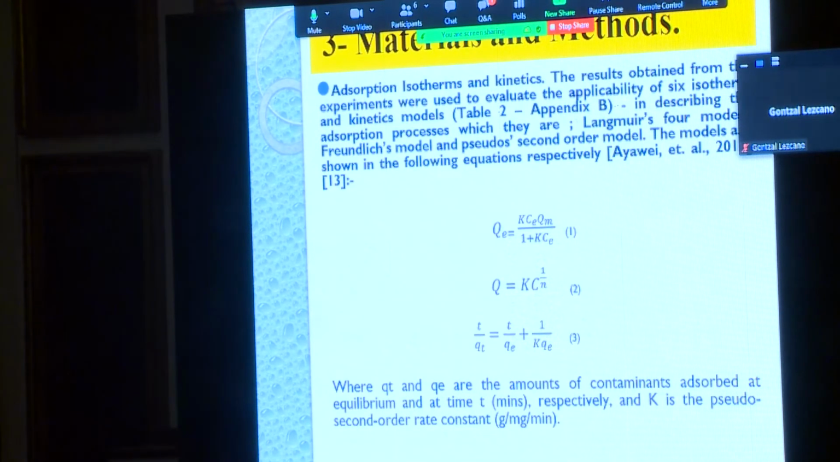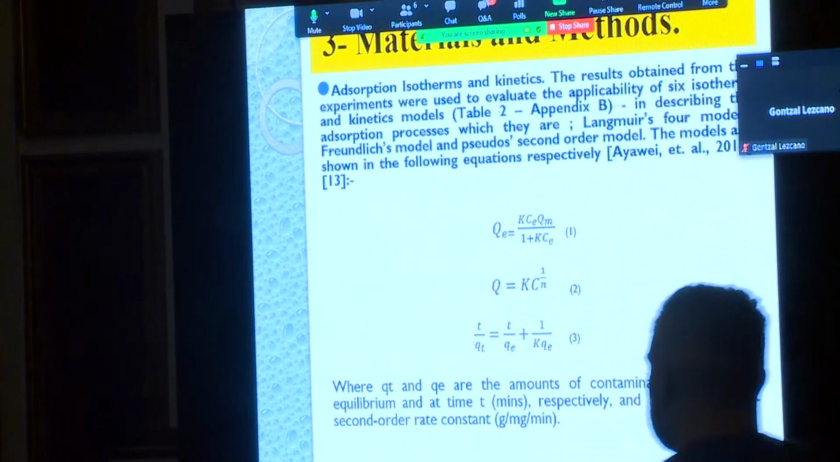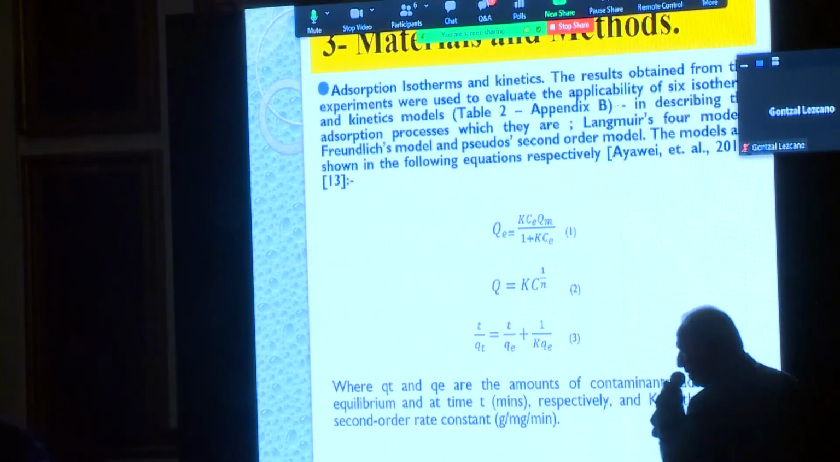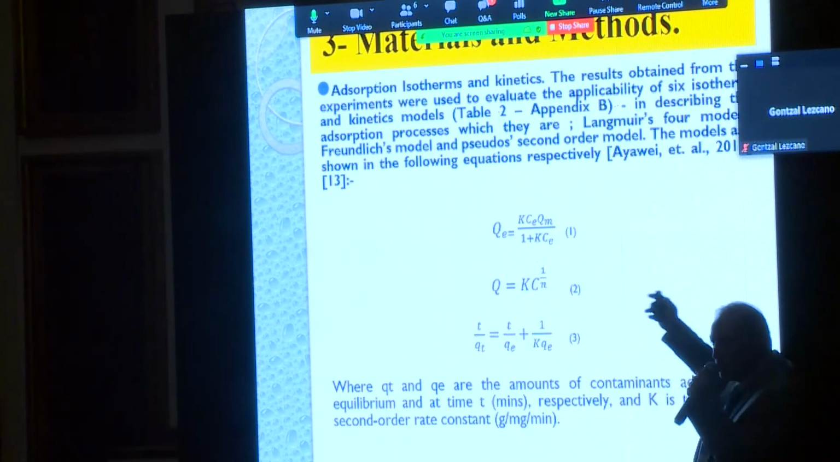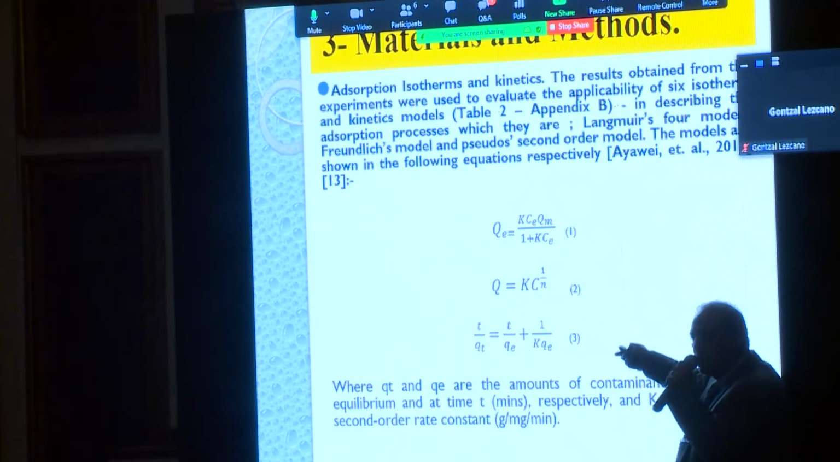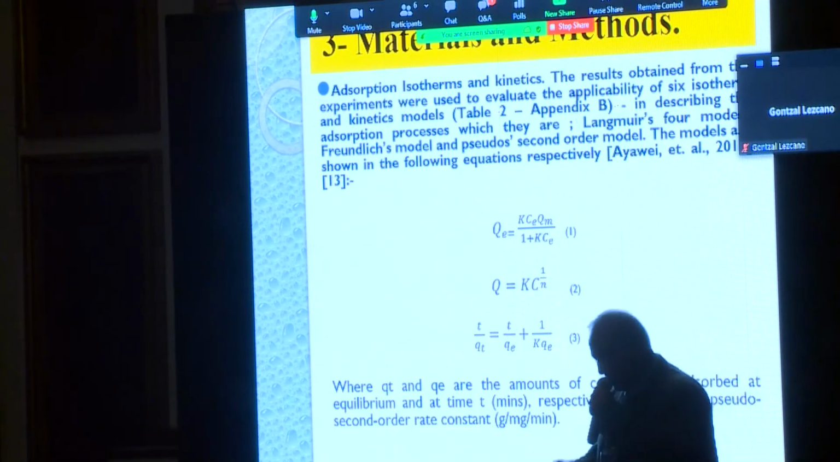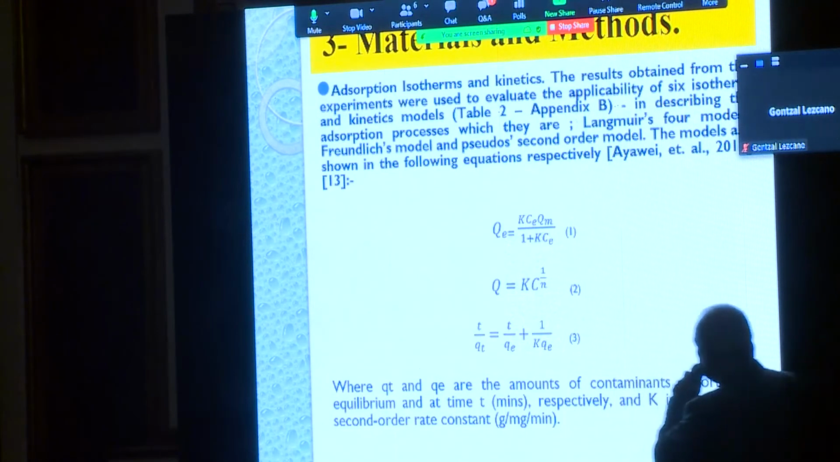For the study of adsorption isotherms and kinetics, we used 3 models actually. The first one is the Langmuir model, then the Freundlich model, and finally the pseudo-second order model. We chose those because they are the common models used to test the fitting of the experimental results in such work.